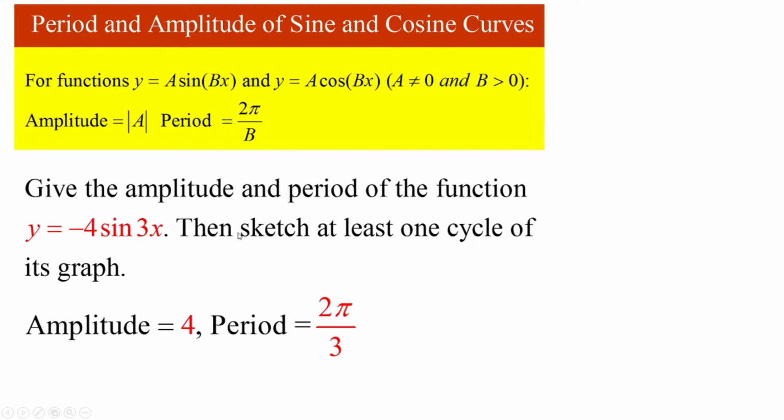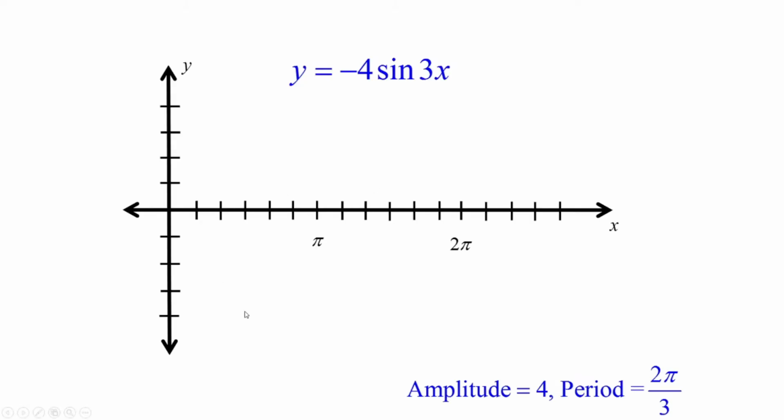And then it says sketch at least one cycle of its graph. And that's another way to say, let's sketch at least one period. And we'll do even a little more. How about that? We've been using our calculator a lot. Let's see how we do without our calculator here. All right, so here is my window to graph y equals -4 sine of 3x. This is going to be way more than one period, by the way.